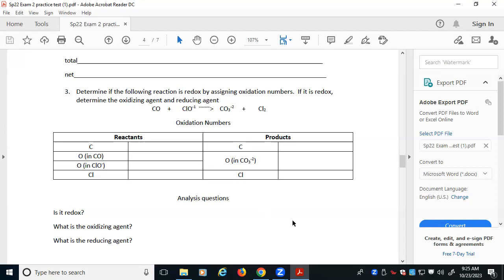So what we need to do is determine, is this an oxidation reaction? And the way that we do that is we have to assign oxidation numbers to everything and see what changes. First one, I've got carbon monoxide. Well, I know that oxygen's -2. And since this is a neutral compound, that means the carbon has to be +2 to compensate, because it has to even out.